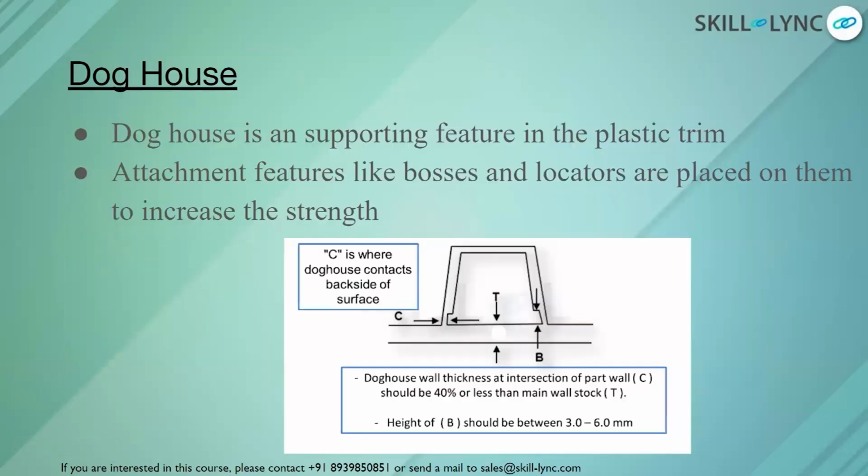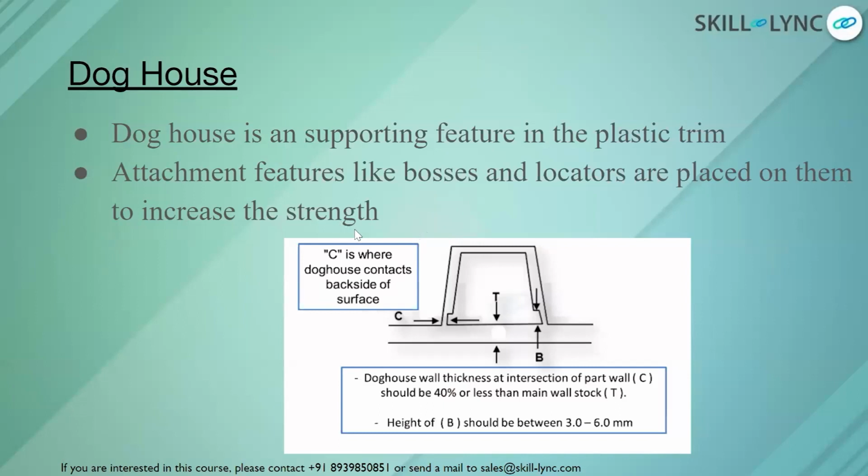So now coming to the next, one of the major engineering features is going to be your doghouse. So doghouse is going to be a supporting feature for your plastic trims. These are used for attachment. These are also made for adding the required height for components like screw bosses, locators, etc. As well as it is used when you have a tooling direction perpendicular to the main tooling direction. So for those requirements, you can use a doghouse.